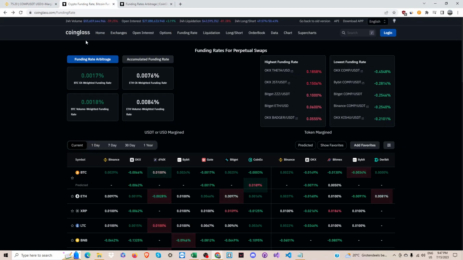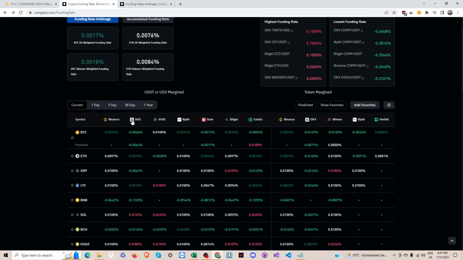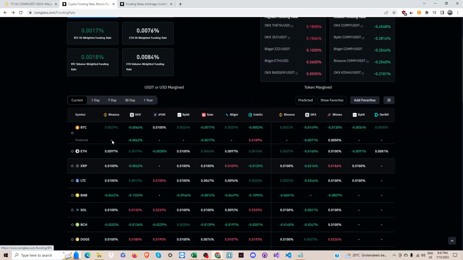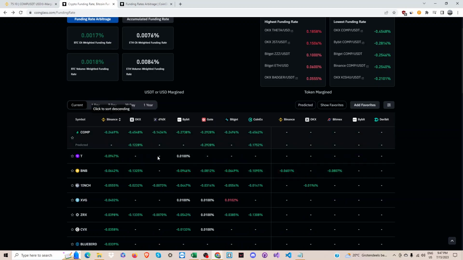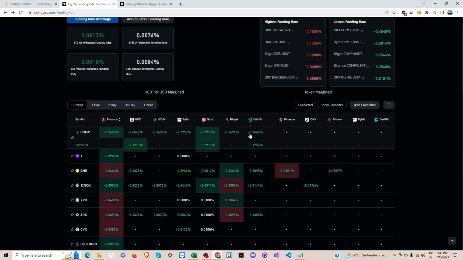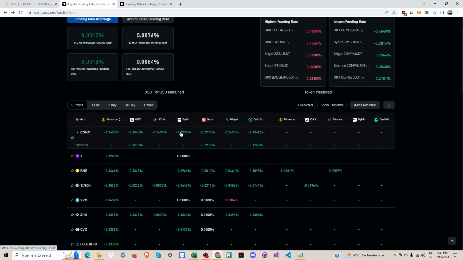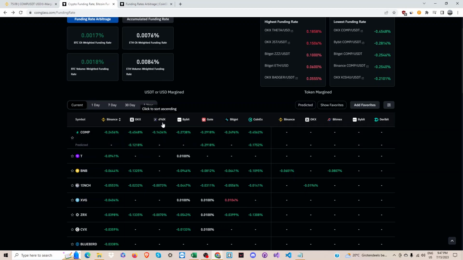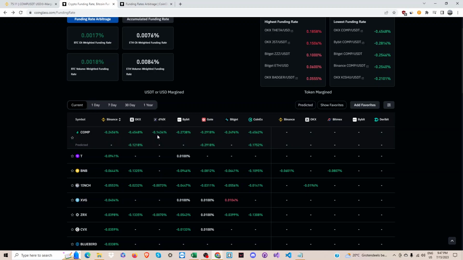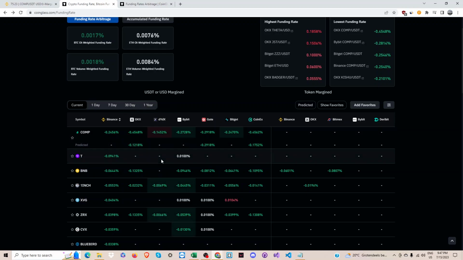Let's go back to CoinGlass. This is the CoinGlass funding rate. Here you can see the different exchanges, all with different coins with their respective funding rate at the moment. Of course, we can compare the different funding rates, see which one is more profitable. As you can see, some exchanges have different funding rates, and in this case, let's say DYDX has minus 0.14%, while OKX has minus 0.45%. So you're correct, we can make use of an arbitrage here.